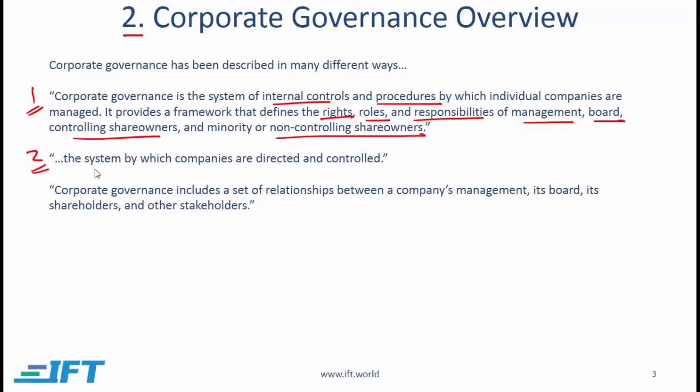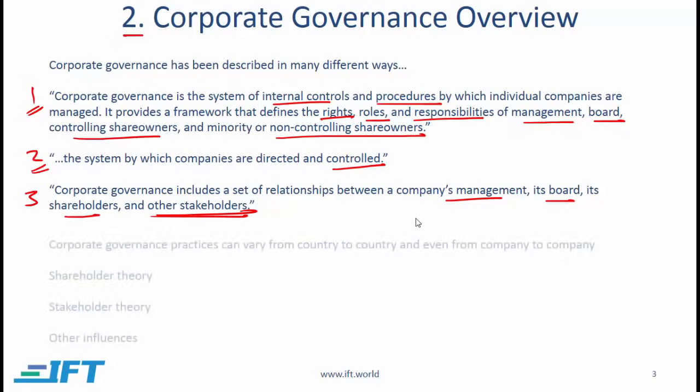Here is another definition. Corporate governance is the system by which companies are directed and controlled. And a third definition is that corporate governance includes a set of relationships between a company's management, its board, its shareholders, and other stakeholders.